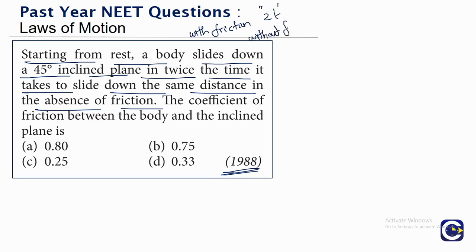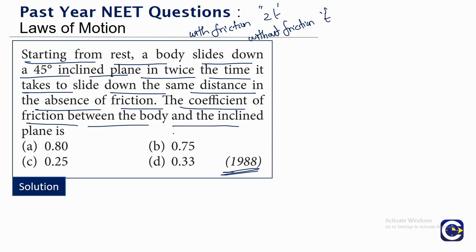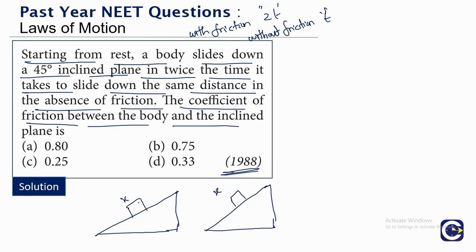If without friction it is taking a time t, means with friction it is taking twice that time to slide down the inclined plane. So from this data we have to find what is the coefficient of friction between the body and the inclined plane. So look at it, we have two cases here. So we will just draw both the cases. The case 1, case 2. In both the cases, the same distance, which is the length of the inclined plane, is covered.